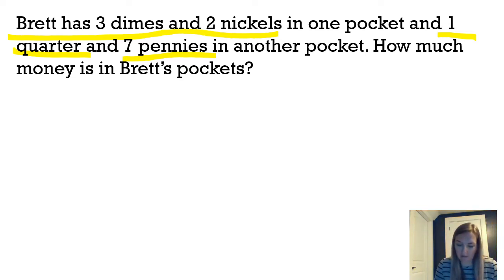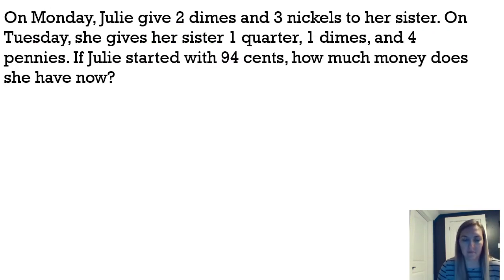All right, that was our first guided practice problem. Moving on to our next word problem. On Monday, Julie gives 2 dimes and 3 nickels to her sister. On Tuesday, she gives her sister 1 quarter, 1 dime, and 4 pennies. If Julie started with 94 cents, how much money does she have now?